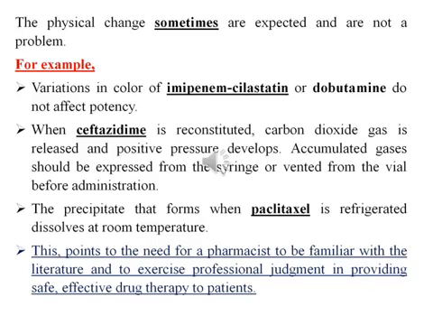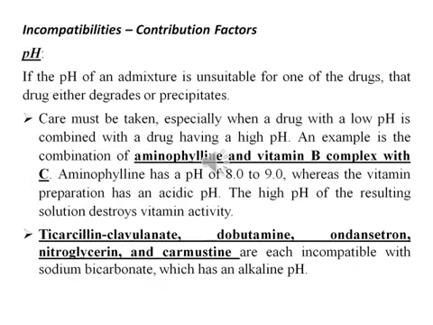The physical changes are sometimes expected and are not a problem. For example, variation in color of imipenem, cilastatin, or dopamine doesn't affect potency. When ceftazidime is reconstituted, carbon dioxide gas is released and positive pressure develops. Accumulated gas should be expressed from the syringe or bled from the vial before administration. The precipitate that forms when pyrrolitic cell is refrigerated dissolves at room temperature.